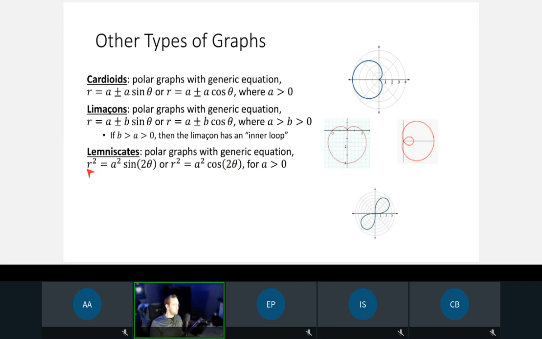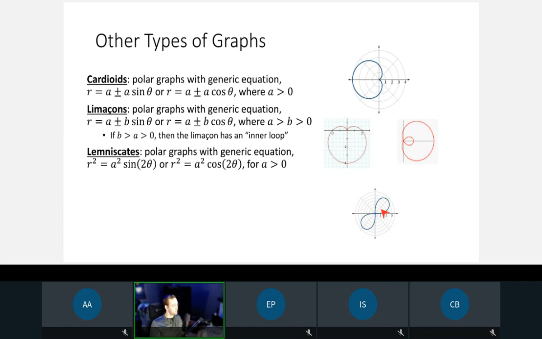So that equation is in the form of r squared equals a squared times sine of 2 theta, or r squared equals a squared times cosine of 2 theta. So these are really easy to spot, and if you see a graph, it's pretty easy to say with certainty that's what it is. Unless it looks like a rose, then you probably should.